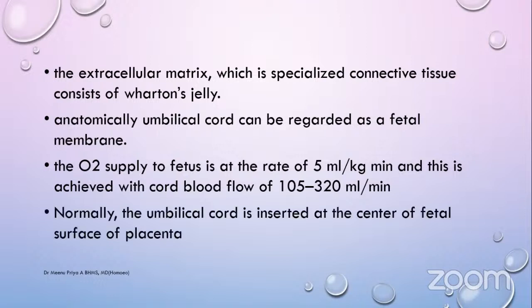Normally, the umbilical cord is inserted at the center of fetal surface of placenta. So, if the umbilical cord is inserted anywhere else, it becomes a pathological condition. So that will be again dealt. Whatever pathologies are related to all these topics will be dealt in the future sessions.